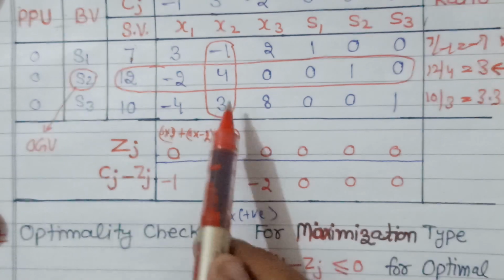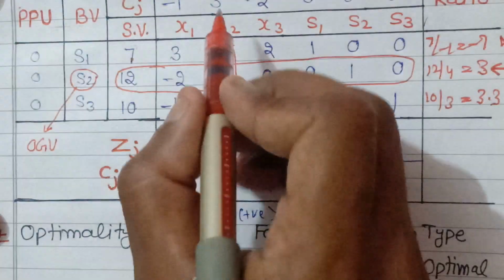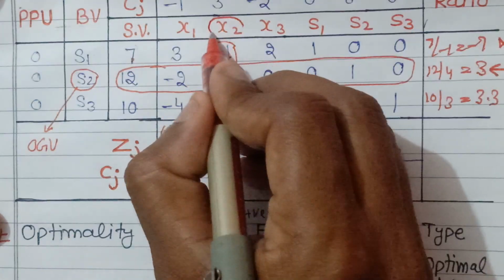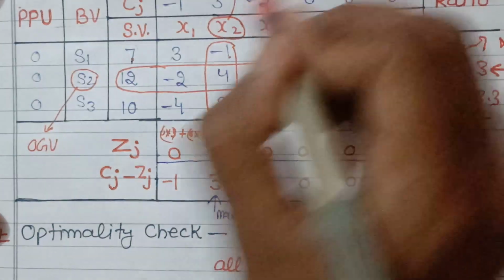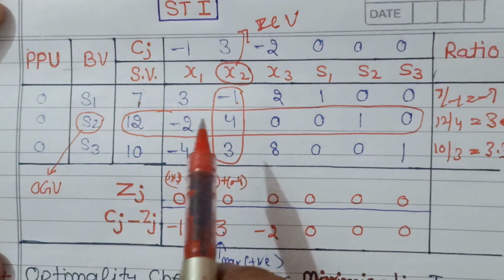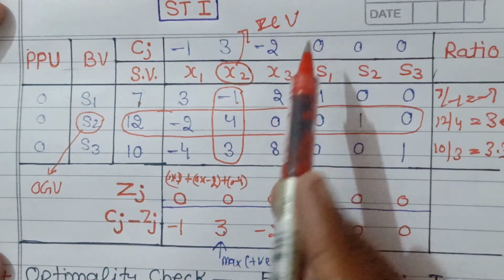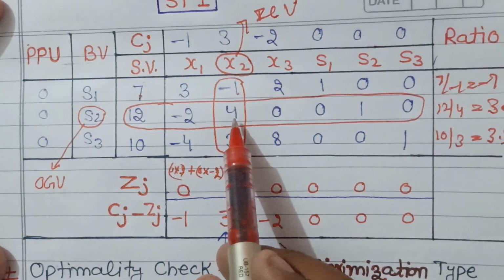Now check the variable for the key column. Here x2 is the variable for the key column, so this will be the incoming variable. Okay, so this x2 will be the incoming variable. Now we have to find the key element.